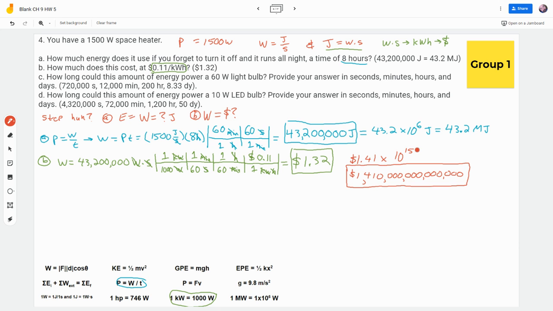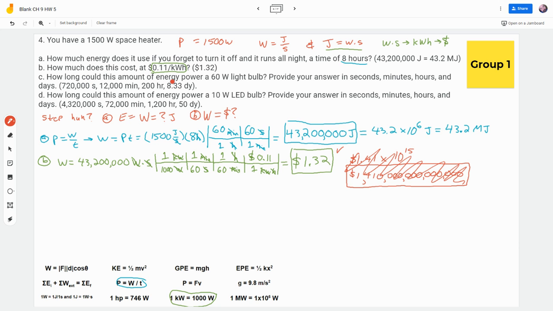That's a ridiculous number. So when you do your step at the end, you want to make sure that your answer makes sense. If you leave your space heater on, might it add $1.32 to your bill? Yeah, that seems reasonable. Might it add $1.4 quadrillion to your bill? No, that doesn't make any sense. If you write down a number like that, an alarm should go off in your head saying that's too much money. So, moving on. Part C.